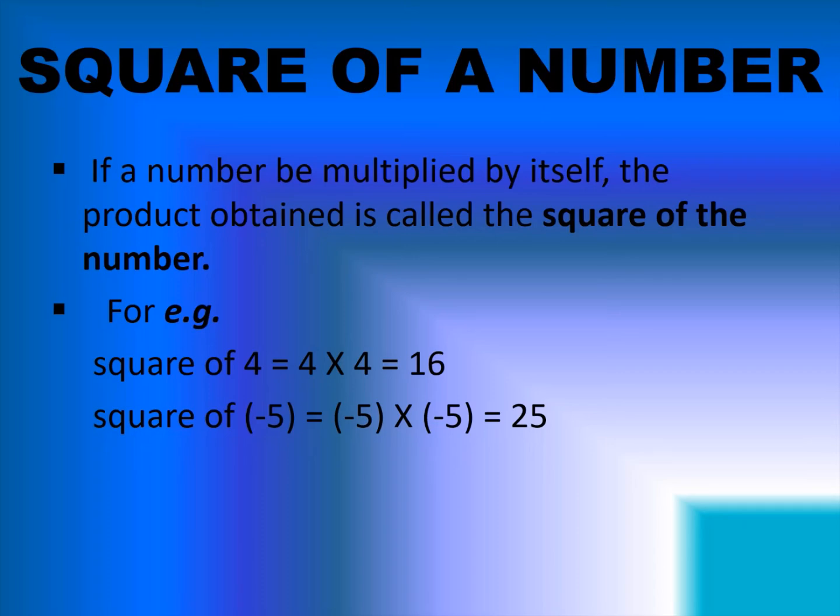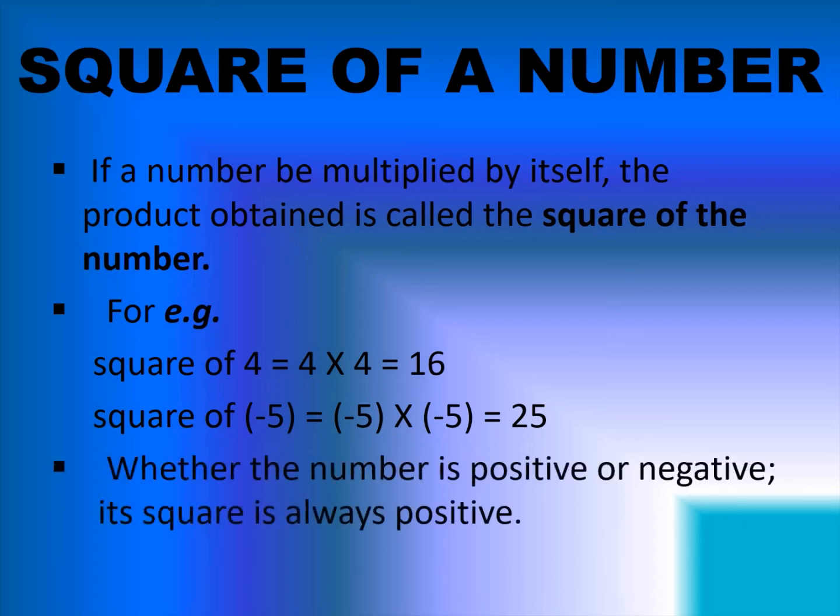Another example, square of minus 5. We will multiply minus 5 by itself, which will give us positive 25. Always remember that whether the number is positive or negative, its square is always positive.